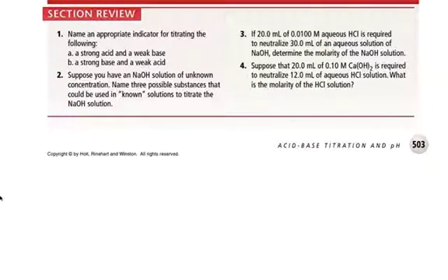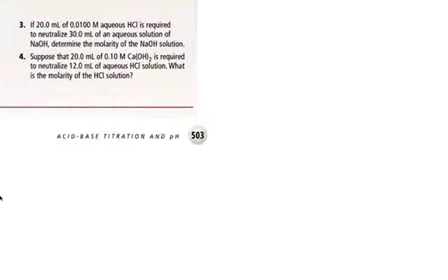Okay, some questions finally. Name an appropriate indicator. Well, we can look at our chart. I'm going to skip through that one and do just the calculations because we do have to also do some solution calculations to figure out what the concentrations of our acids are as well. So we still need to do solution chemistry and stoichiometry. Solution stoichiometry, I guess, is the best word. It says we have HCl. It's required to neutralize 30 milliliters of an aqueous solution of NaOH.